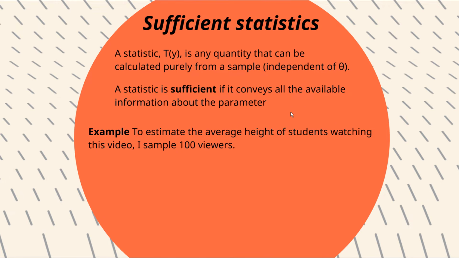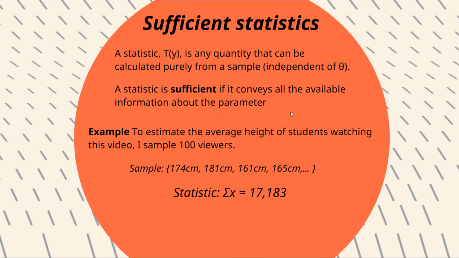So here's an example. To estimate the average height of students watching this video, let's presume I sample 100 viewers of the video. And here's my sample set. I've got 174 centimeters, 181, etc. Let's say I have 100 people in this sample space. Now the statistic of the sum of x, the sum of all these heights, is 17,183, let's just say.